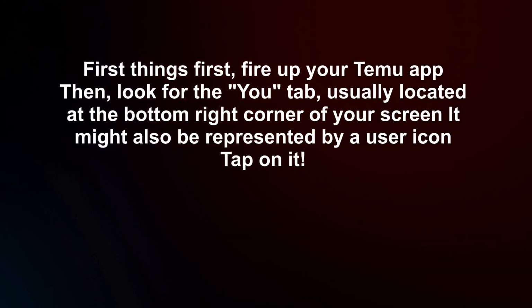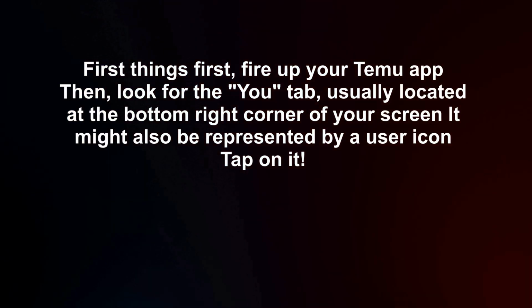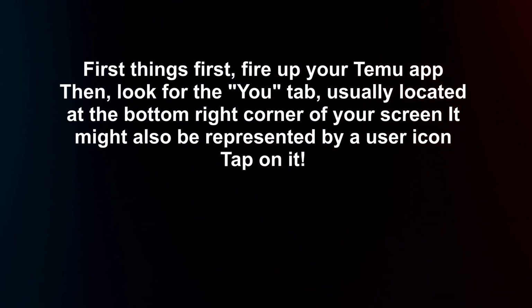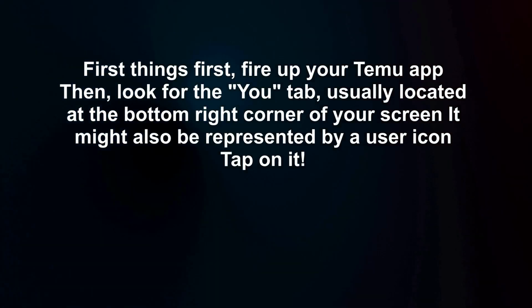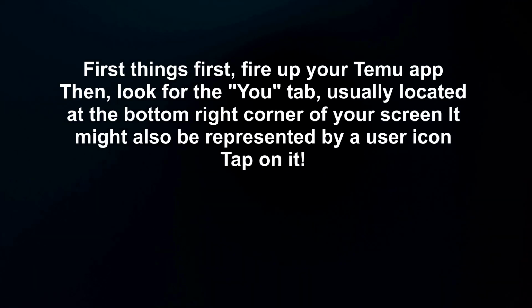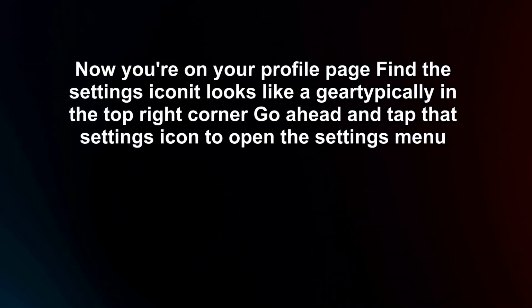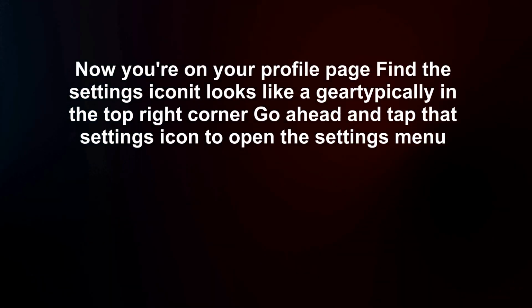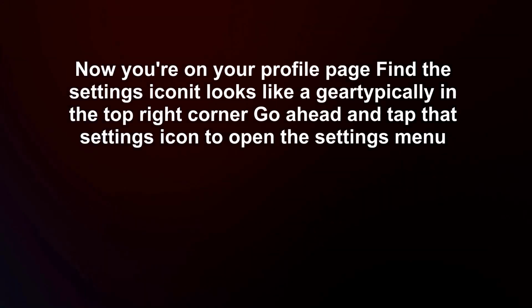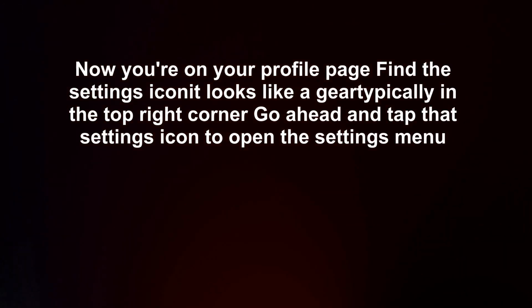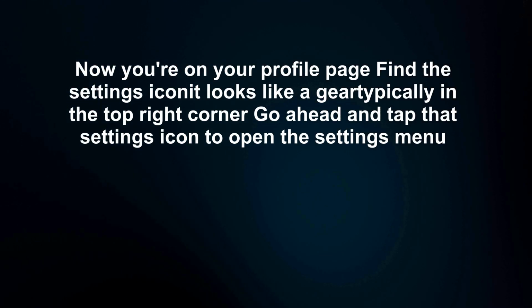First things first, fire up your Temu app, then look for the U tab, usually located at the bottom right corner of your screen. It might also be represented by a user icon. Tap on it. Now you're on your profile page. Find the settings icon. It looks like a gear, typically in the top right corner. Go ahead and tap that settings icon to open the settings menu.